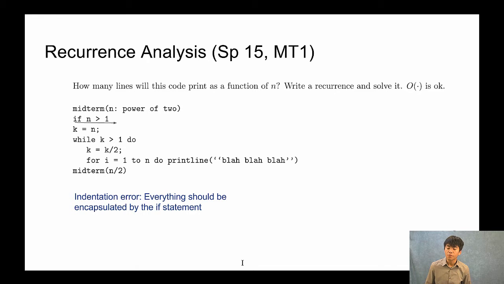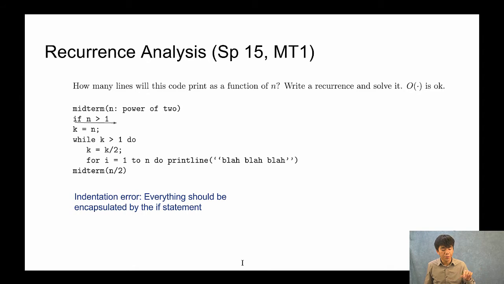Write a recurrence and solve it. You can use asymptotics, so if you're off by a little bit, it's fine as long as you're asymptotically correct. All right, so we see over here an indentation error. Everything should be encapsulated by the if statement. That makes more sense, because this if statement didn't look that good. All right, so you thought about it, you're done. We had enough time to think about it. Let's go ahead and talk about the solution.